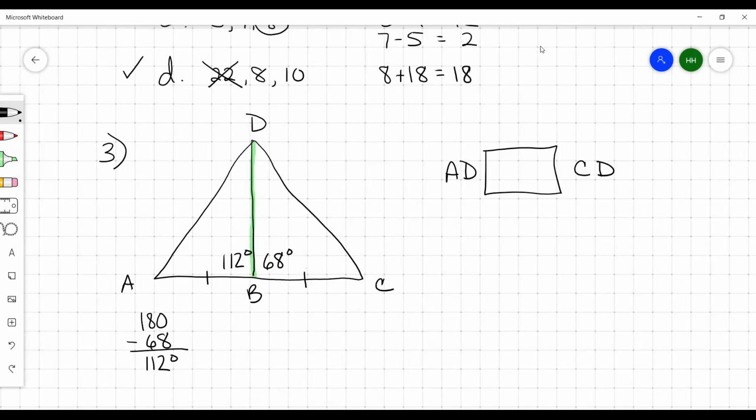We're comparing side AD to side CD. Isn't AD going to be greater than CD? It's across from a larger angle. So looking at your multiple choices, AD is greater than CD. That's answer A.